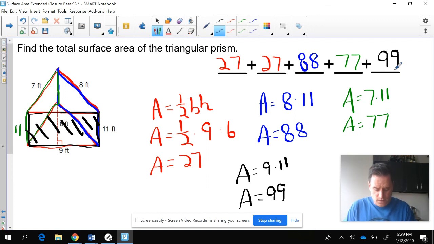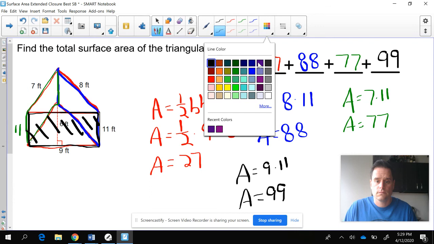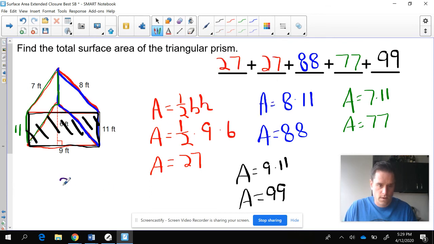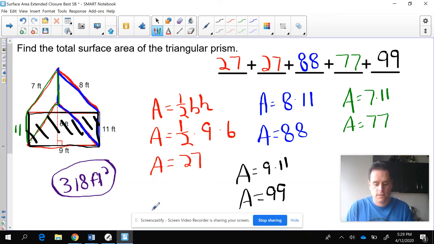So let's take this. We can use our trusty calculator. I don't mind if you use it. Add it all up. And you should have gotten 318. We're going to always label that as feet. Feet squared. Let's double check this real quick. Always good to double check. Make sure you got it right. Super easy to do. Yep, 318 feet squared.